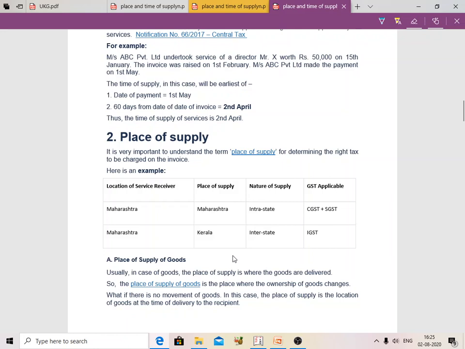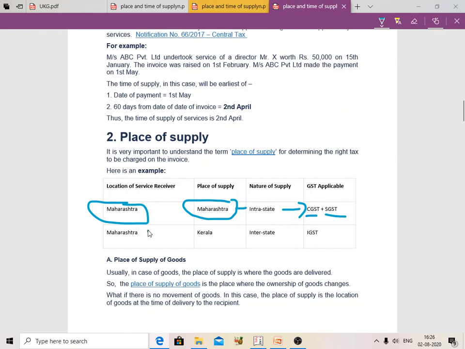For example, take the location of the service receiver. Here the service receiver is in Maharashtra, and the place of supply is also Maharashtra. Both are the same. The location of the service receiver and the place of supply are both in the same state, so we treat this as an intrastate transaction. These two taxes are applicable: CGST plus SGST.